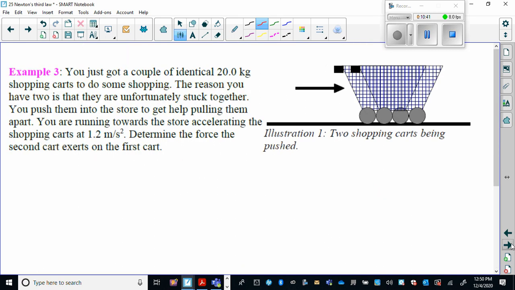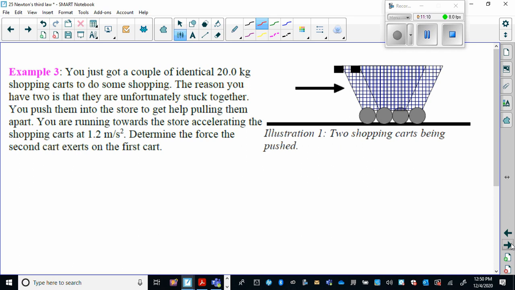Okay, example number 3. Example number 3 we'll do quickly. It's not really an important example. We just got a couple of identical 20-kilogram shopping carts doing something. The reason you have the two of them, okay, you have them stuck together, you push them into the store, you're running and accelerating at 1.2. Determine the force the second car exerts on the first. This is just more of a theoretical question than anything.